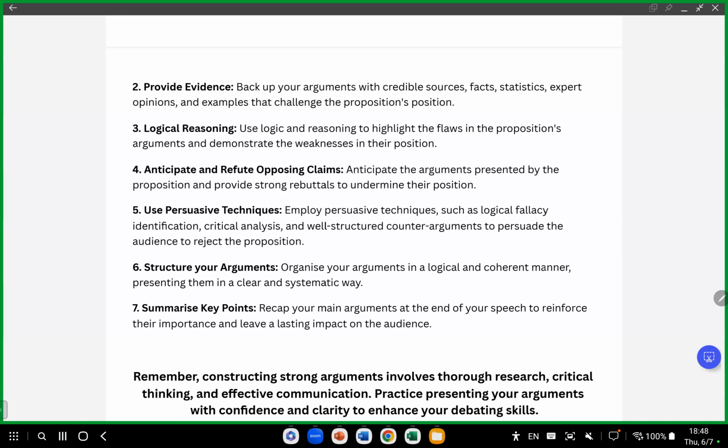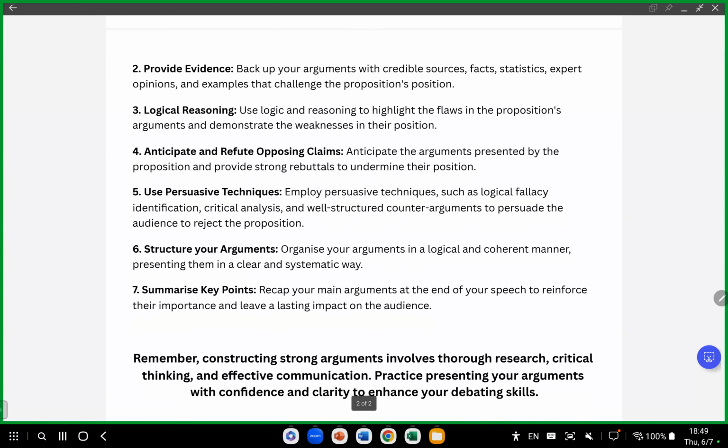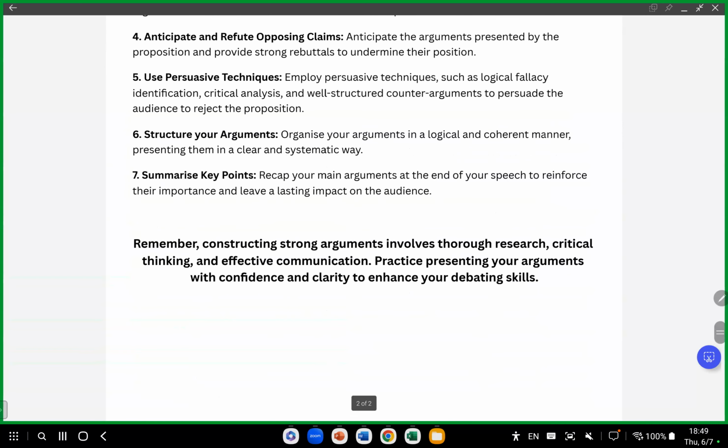Number six is the same. We still need to structure our arguments and make sure that they make sense and that people can understand them. And finally, we need to summarize all the important things that we've said and make sure that the audience remembers them. Because to be honest, the arguments that the judges remember the best will usually be the arguments that win. So you need to make the judges remember you and what you say.